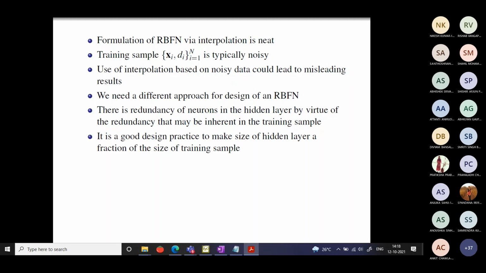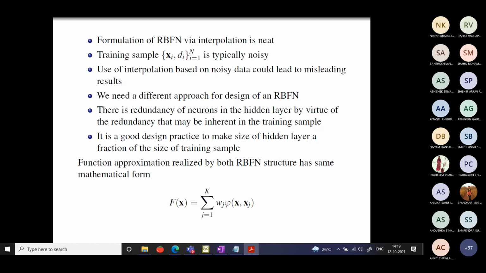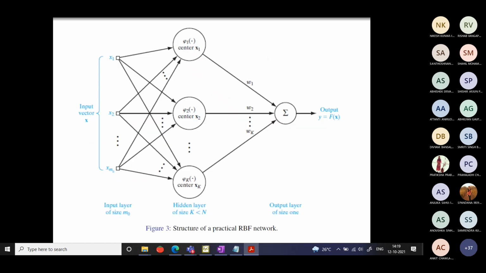So it is always a good design practice to make the size of the hidden layer a fraction of the size of the training sample. When the question comes, a fraction of the size of the training sample, what do we really mean by that? And how do I get to know about this? For function approximation, the RBFN structure has the same mathematical form. Earlier we used to say n, now I am calling it some particular k, and that will have some idea about the k things. We'll see what is going to happen.